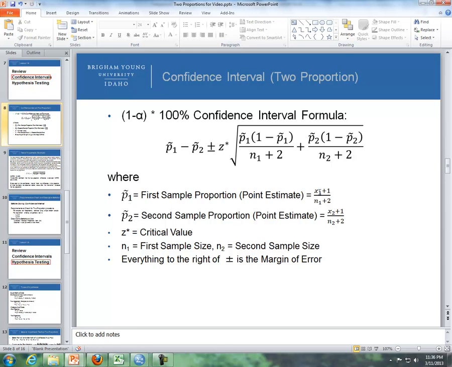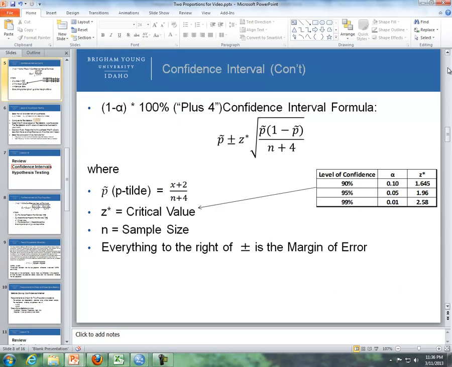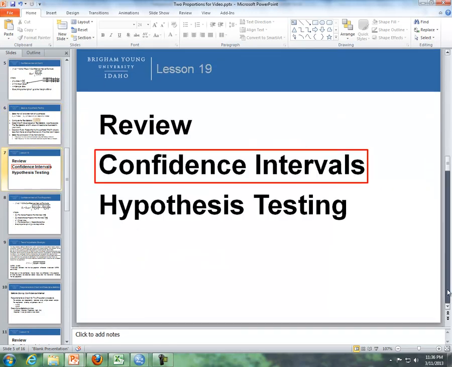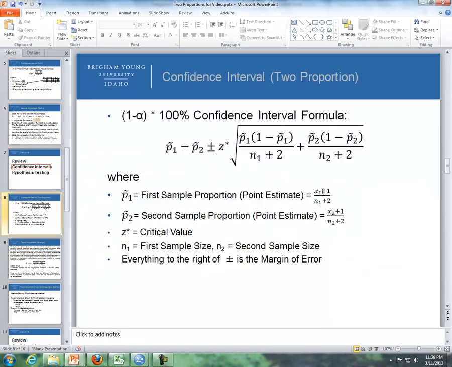Now notice the formulas here. They look very similar to what we did with one proportion, but they're a little bit different. If we go back to the one proportion, this is where p tilde is x plus 2 divided by n plus 4. Now it's similar, but what we're doing is only adding 1 to the numerator and adding 2 to the denominator for each of the p tildes. This is similar to the plus 4 estimator that we did with one proportion.